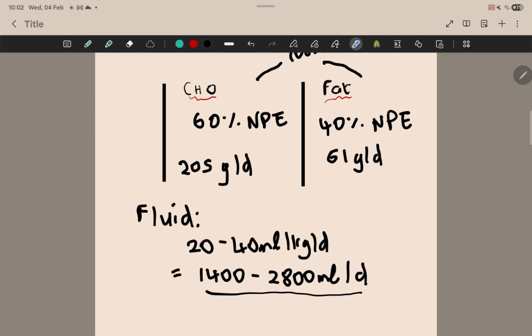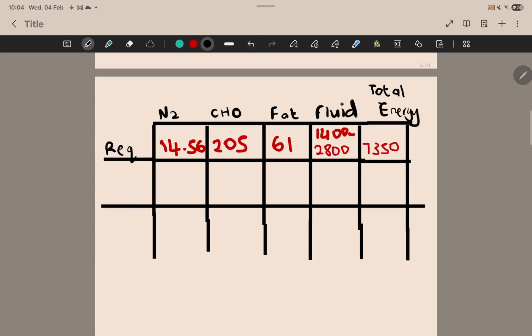I've calculated the fluid requirements. Obviously, you need to take note of things like losses and everything else. So I've calculated a range. Use your latest guidelines when calculating your fluids. Now we're going to put all the figures into the table. Now we've added everything into the table, and you are ready to calculate which bag meets your requirements as well as the feeding volume. I'm going to do that in the next video.